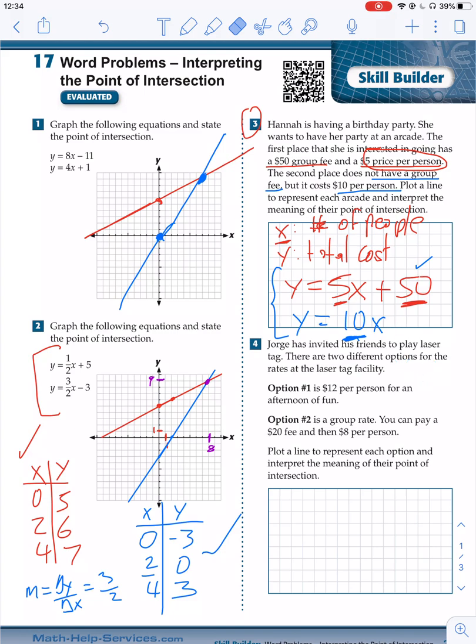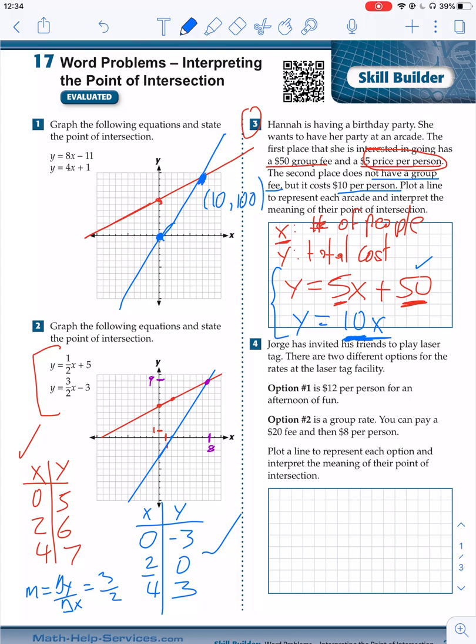Not too difficult to do. What would the point of intersection be in this case? Let me quickly do this in my head. 5x, I think 10, right? 10 would be the point of intersection, because 10 times 5 is 50, 50 plus 50 is 100, and 10 times 10 is 100. So your point of intersection is basically (10, 100).